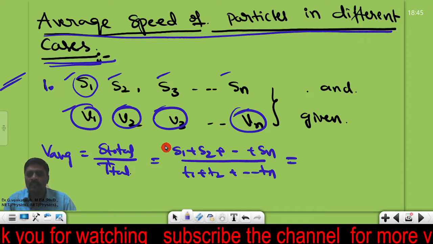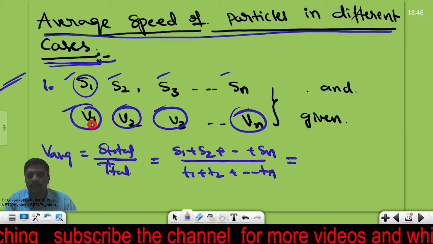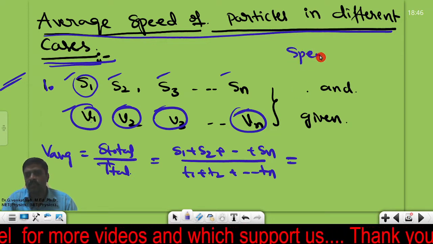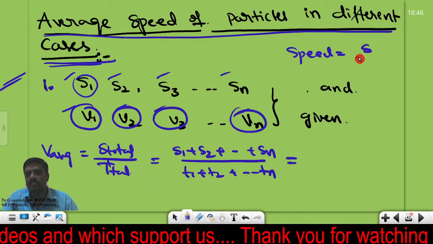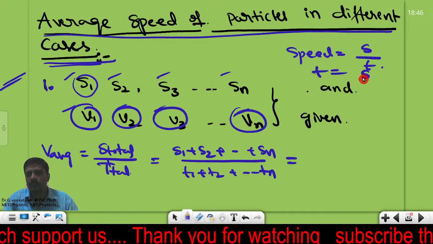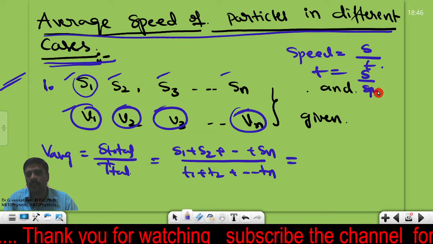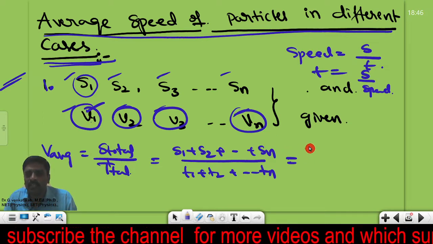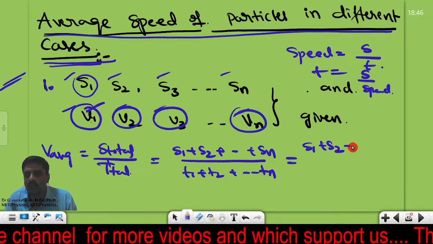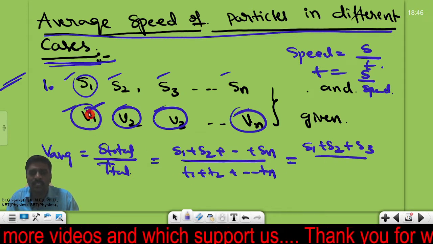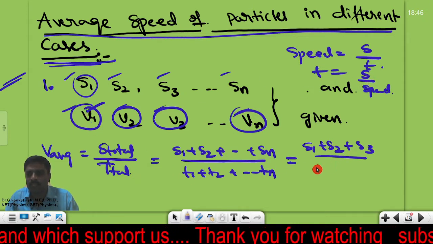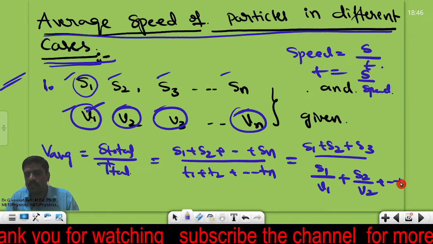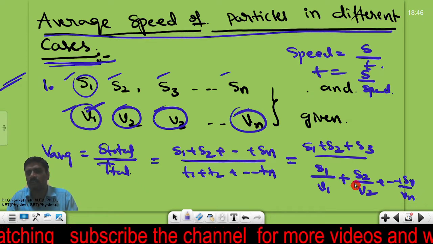Here S1, S2, S3 are given, but only the velocities V1, V2, V3 are given instead of times. From speed equals distance by time, we have time equals distance by speed. So the total time is S1 by V1 plus S2 by V2 plus and so on up to Sn by Vn.